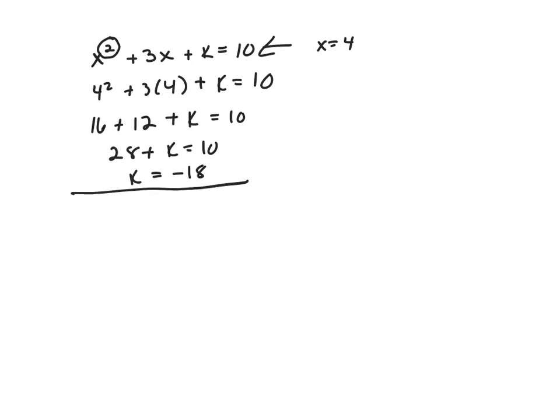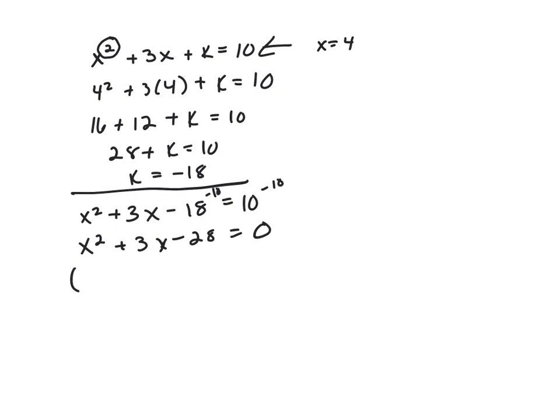So plug that back in and you get x squared plus 3x minus 18 equals 10. It's a quadratic equation. Highest exponent's 2. That's how I know it's quadratic. I need to get 0 on one side. So I'm going to subtract 10 from both sides and get x squared plus 3x minus 28 equals 0. And then I'm going to factor this thing.